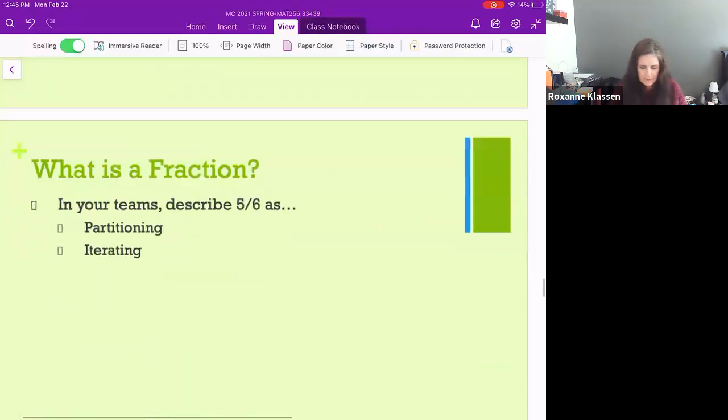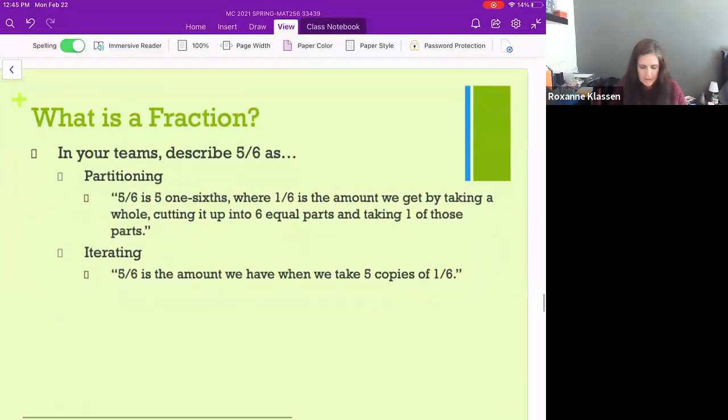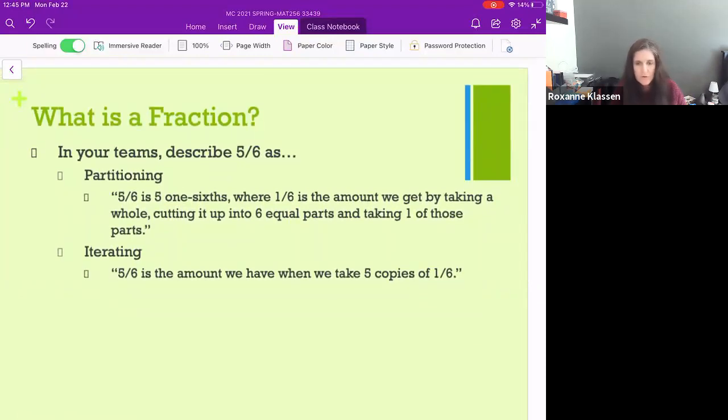Okay, you're all right? I'm guessing you said something like this. With partitioning, you said 5 of 1/6, where 1/6 is the amount you take by taking a whole, cutting it into 6 equal parts, and taking one of those parts. Whereas iterating is just 5/6 is the amount we have when we take 5 copies of 1/6. And I love this copies of idea.